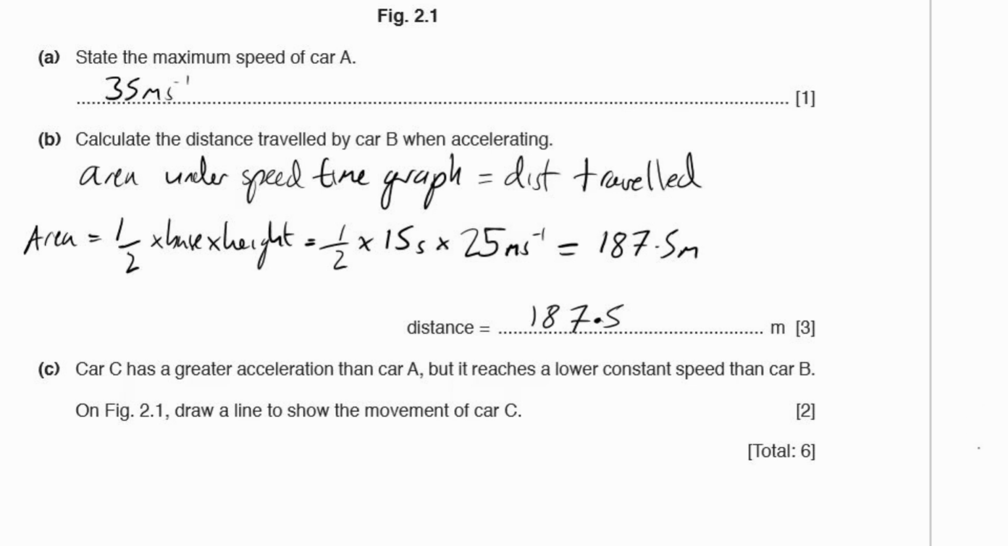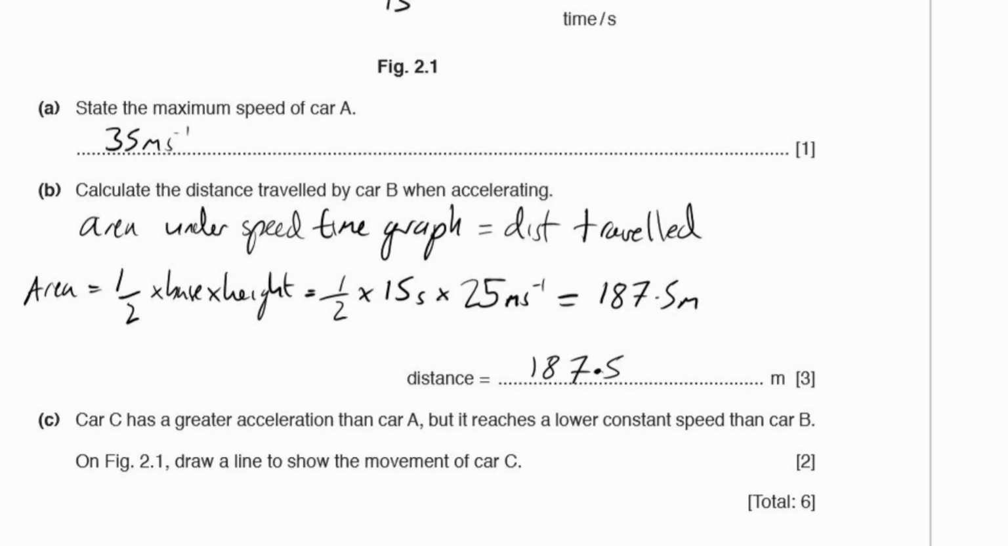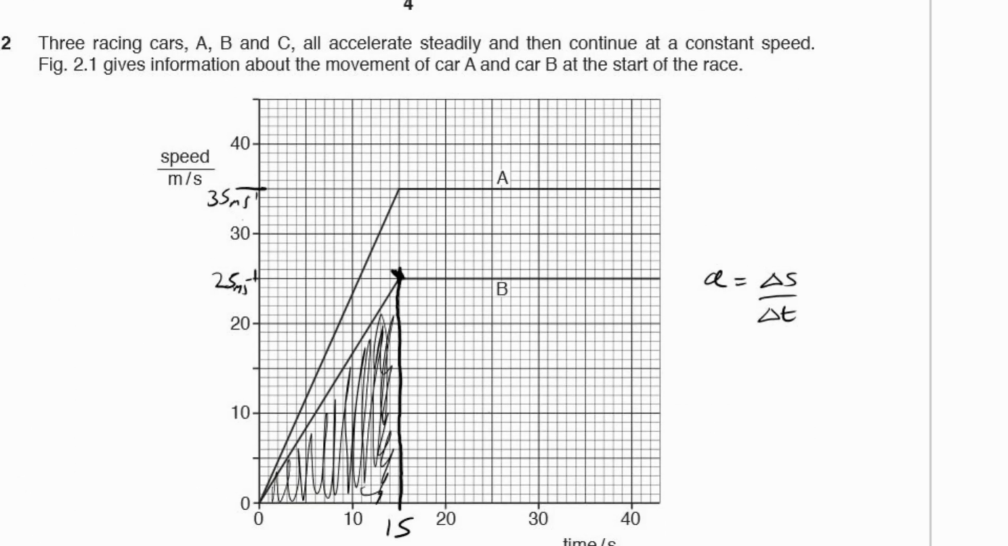Car C has a greater acceleration than car A, but it reaches a lower constant speed than car B. In figure 2.1, draw a line to show the movement of car C. So let's draw a line to show what it could look like. It's not given us any information, it's just no numbers. It's just said, hey, you know what, it accelerates more and it ends up going more slowly than B. So what I'm going to do is create one that accelerates faster. There we go, we get a steeper line. And by the time it stops accelerating, it's got a lower maximum speed than B. There we go, travels at constant speed after that. Perfect.